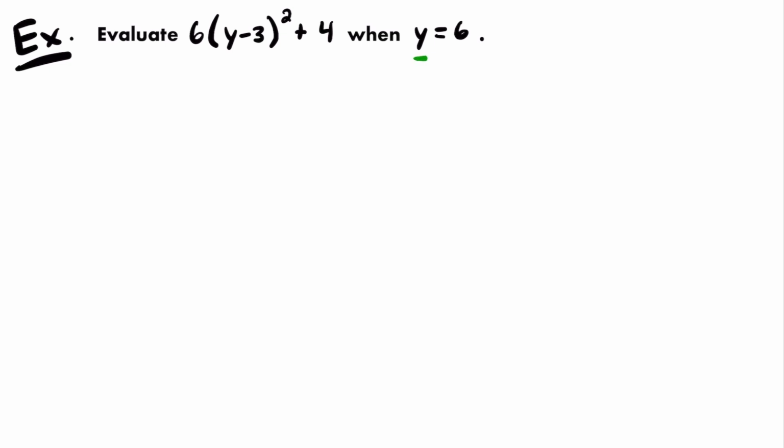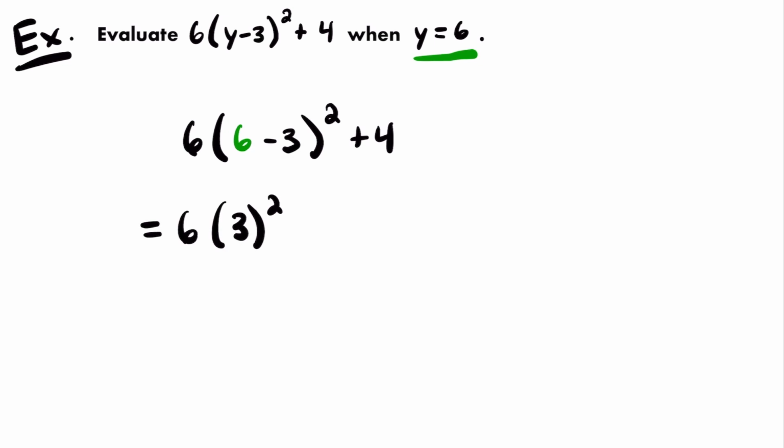So what we'll get here, if y equals 6, is 6 multiplied by the quantity 6 minus 3 squared, plus 4. Okay, we replaced this y with 6. And now we just have to do the math. This time, we have a set of parentheses with an operation inside of it, so we have to do that first. All right, we have 6 minus 3, which is equal to 3. So this is equal to 6 times 3 squared. You want to keep that same exponent, don't change it, and then you want to add 4.